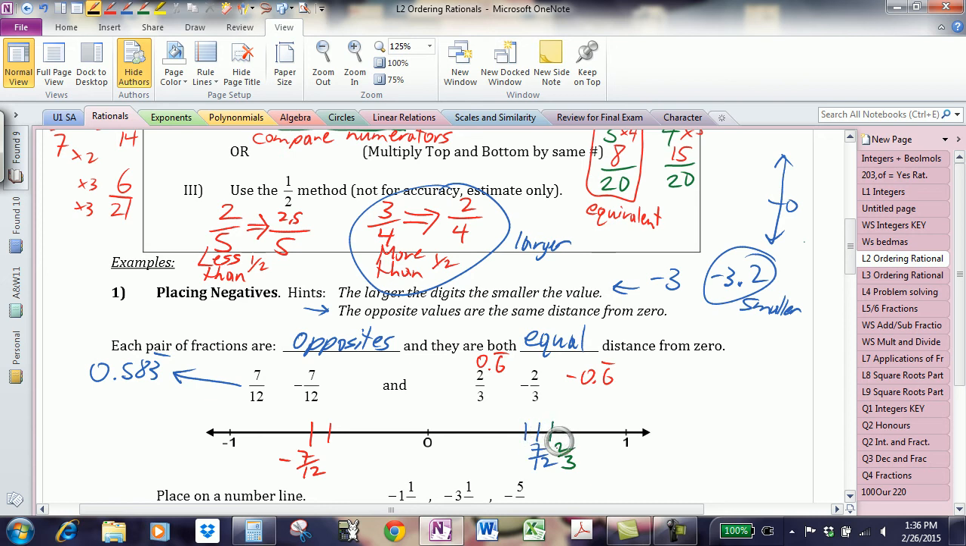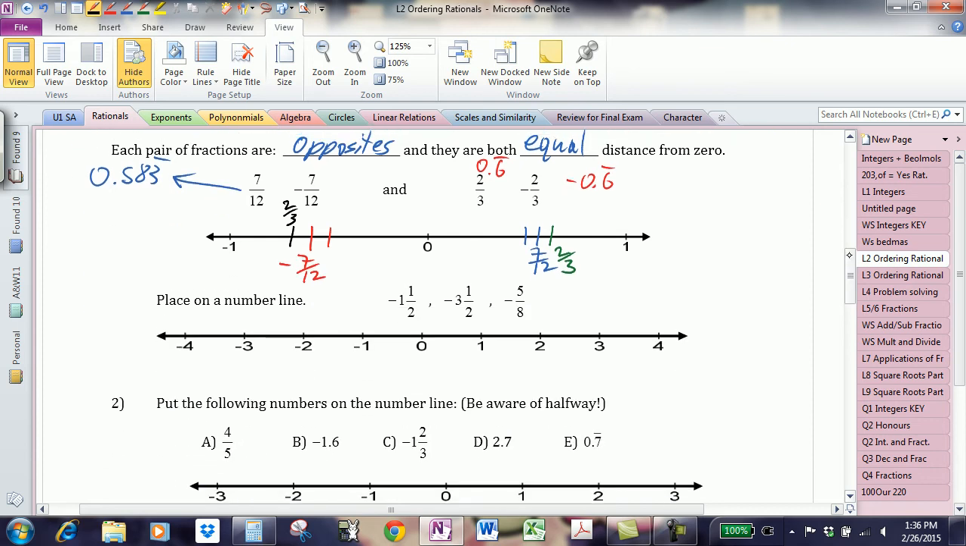0.5, 7 over 12, 2/3. So 0, -0.5, -7 over 12, 2/3. So you want to make sure you can use the mirror to help you plot on the correct side of the lines. Any questions? Negatives are tricky. Just really work on them.